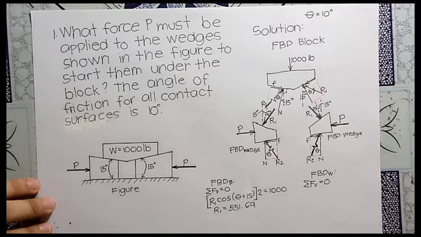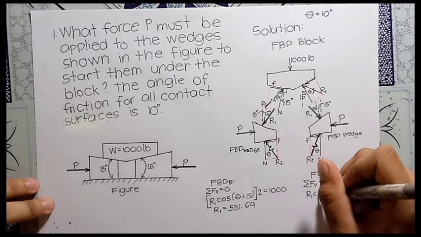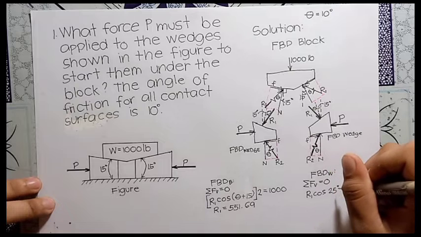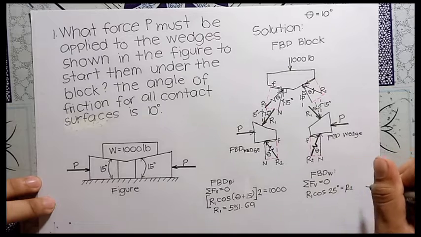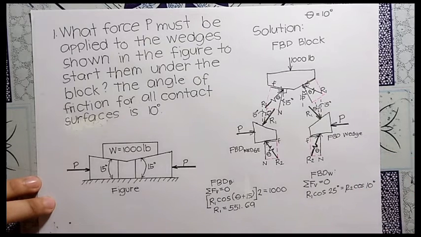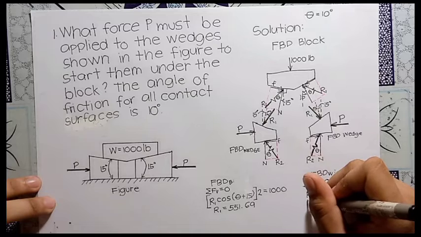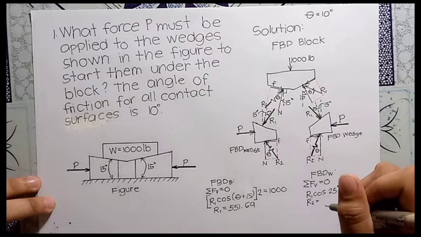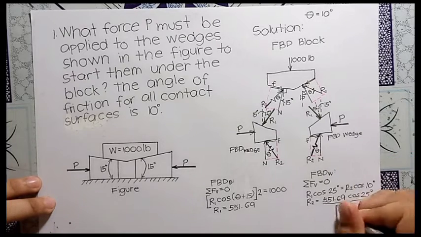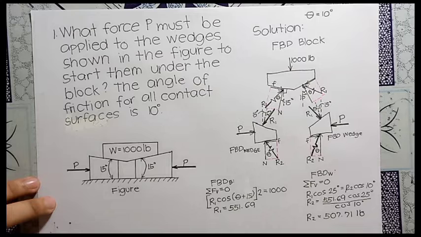Next, we will use the equation of equilibrium on the wedges, only one of them. We will use the sum of vertical forces equals 0 again. We can see that the vertical forces acting on the wedges are R1 cosine of 25 degrees and R2 cosine of theta, which is 10 degrees. We already know R1, so we can just solve for R2, which turned out to be 507.71 pounds.